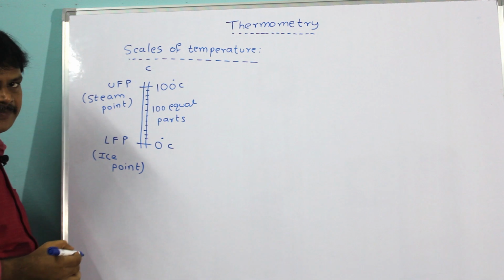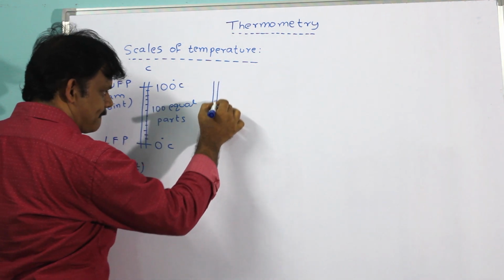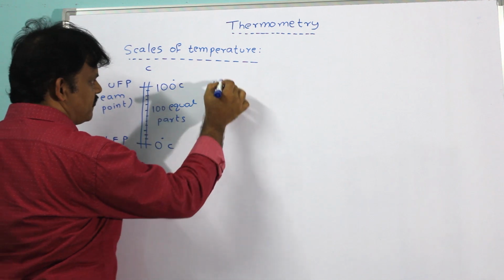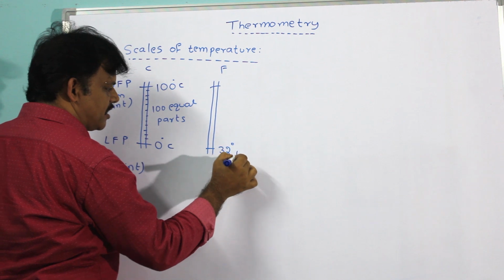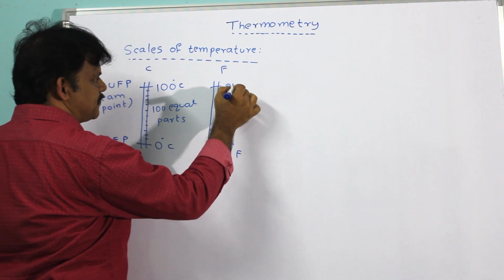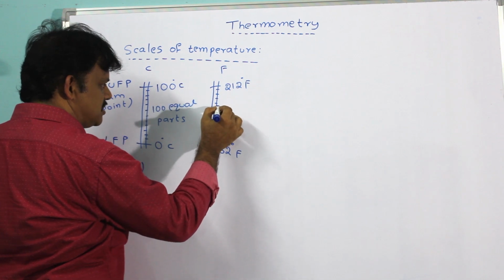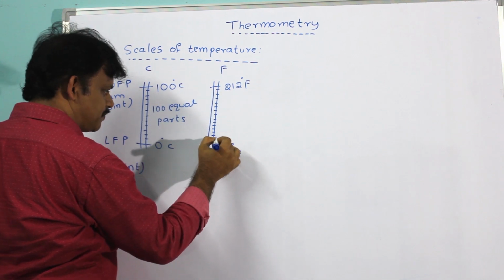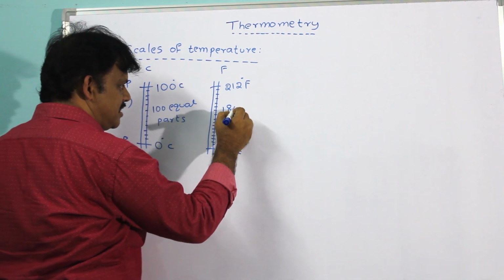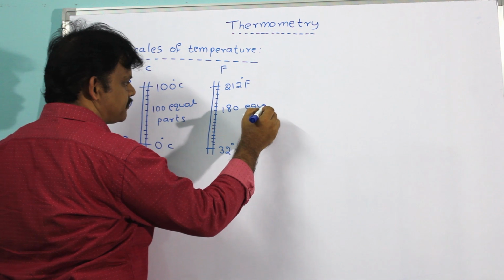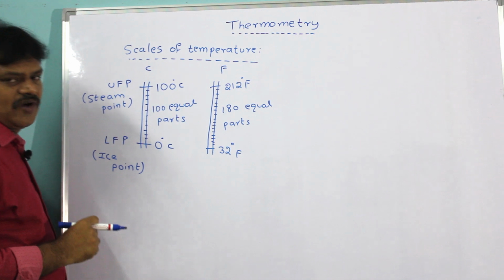This is the Celsius scale. Let me discuss the Fahrenheit scale. In the Fahrenheit scale, the lower fixed point is at 32 degrees Fahrenheit, the upper fixed point is at 212 degrees Fahrenheit, and the gap between these two is divided into 212 minus 32, nothing but 180 equal parts. Each part corresponds to 1 degree Fahrenheit.